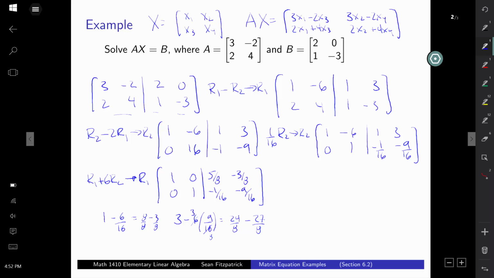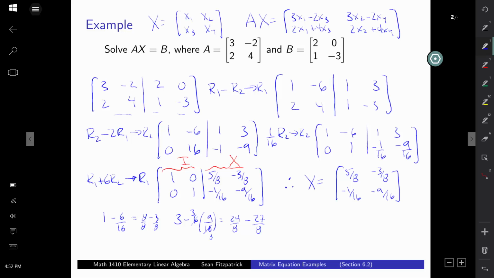Okay, so my algorithm says that if I reduce down and I get the identity on the left here, then whatever I have on the right, that's the matrix I'm looking for. Okay, that's my X. So my conclusion here is that X should be this: 5 over 8, minus 3 over 8, minus 1 over 16, minus 9 over 16.